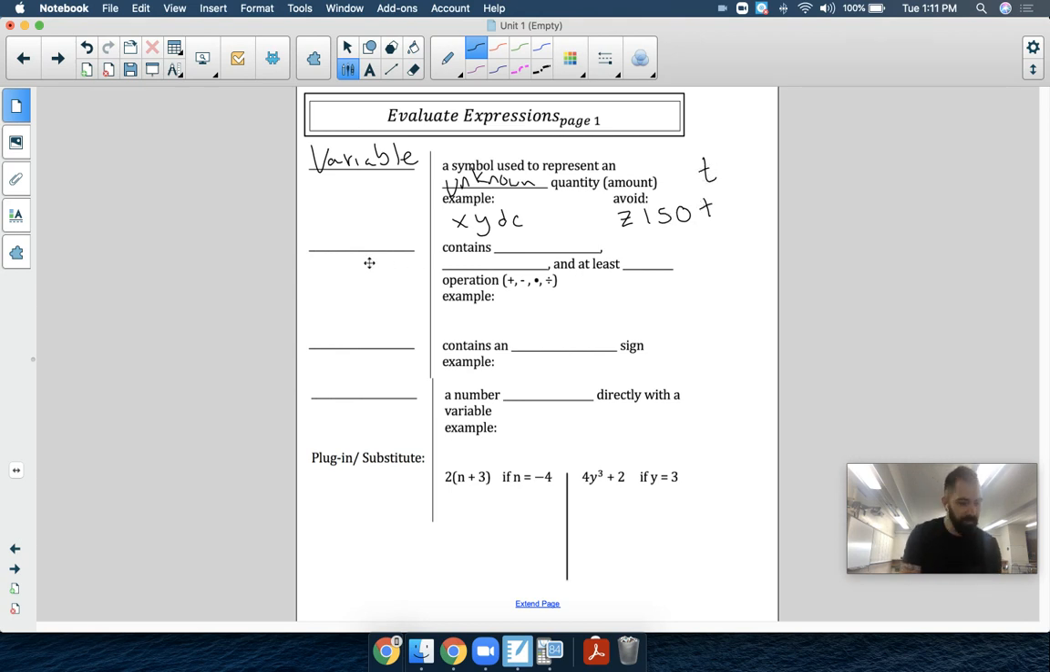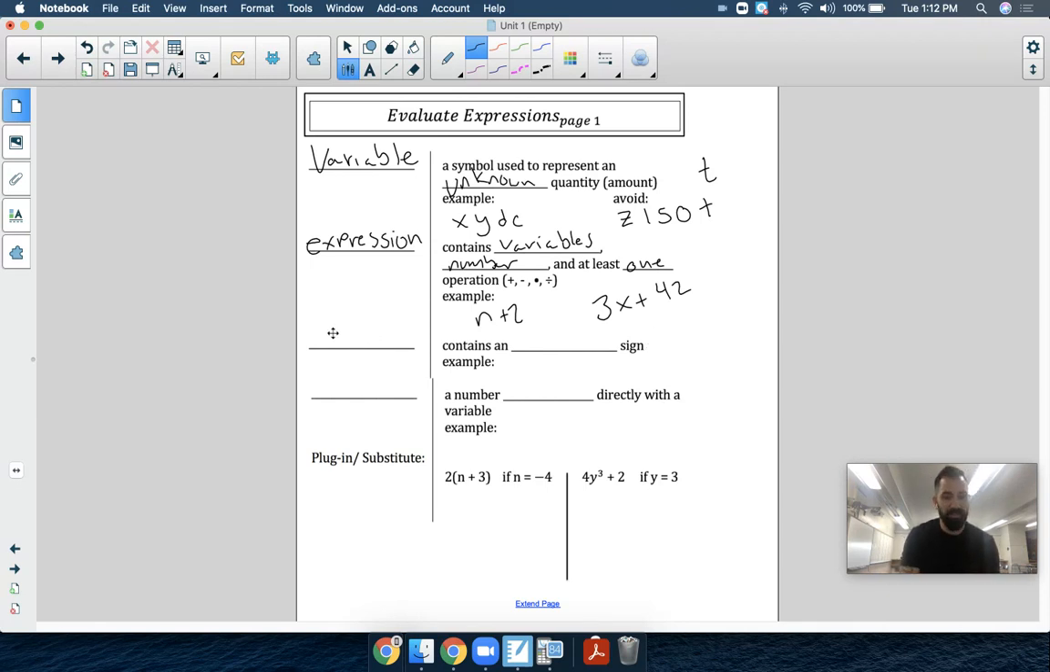So first term. Second term we're going to talk about is an expression. And that's our whole thing here. We're going to evaluate expressions. Expressions contain variables, numbers, and at least one operation. Operations are plus, minus, multiplication, division. So an example of an expression would be like n plus 2. And you see that's why we avoid z's. Kind of looks like a z, n plus 2. Another one would be something like 3x plus 42. Those are examples of expressions.